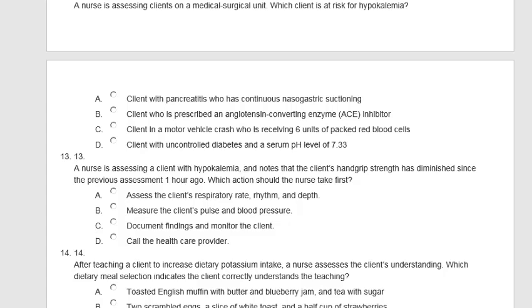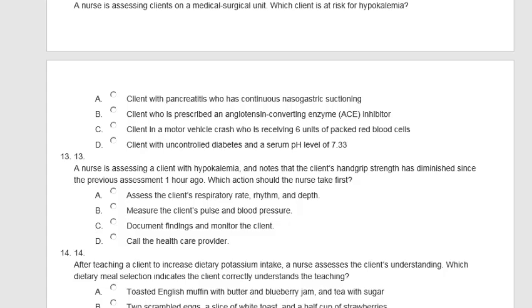And then you have uncontrolled diabetes with a pH level of 7.33. Now that patient is becoming acidotic, probably diabetic ketoacidosis. Remember what I told you about potassium and acidosis and alkalosis. High acid, high potassium, low acid, low potassium. So this patient is becoming acidotic or high acid, so they're going to have a high potassium. Okay? So the correct answer then is A, continuous NG suctioning.